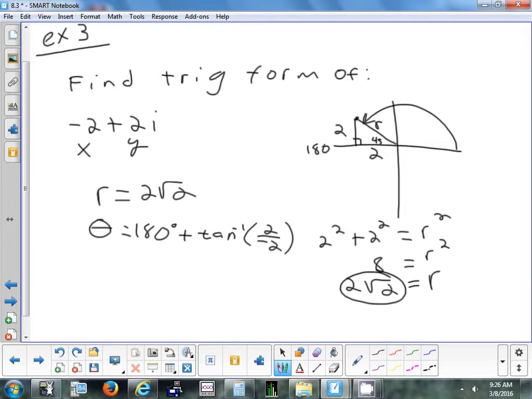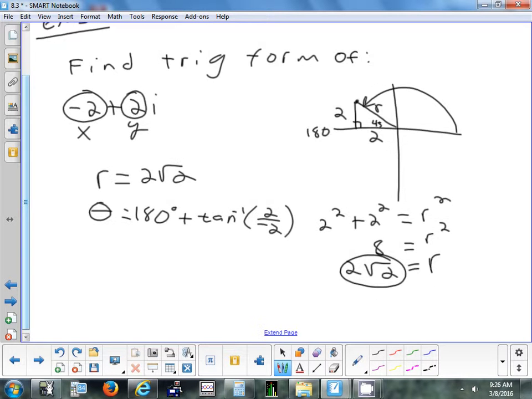Okay, you shouldn't be plugging the i in. You're plugging in x and y. All right, so we get 180 plus, what's 2 divided by negative 2? Negative 1. So you're really taking the inverse tangent of negative 1. If you do that, you will get negative 45. And then what's 180 take away 45? There's where your 135 comes from.